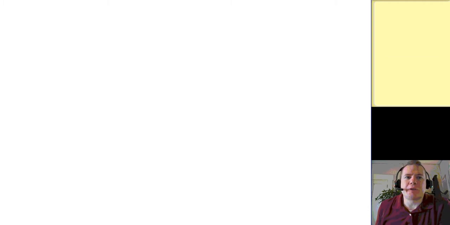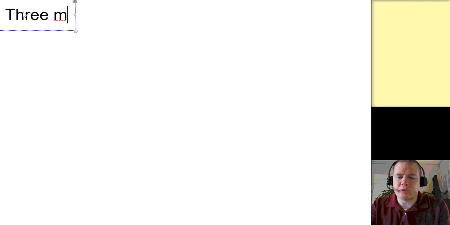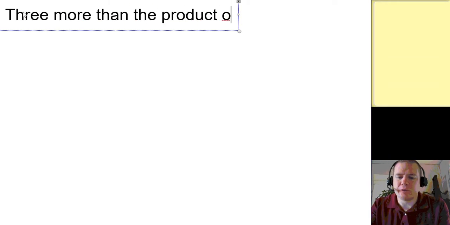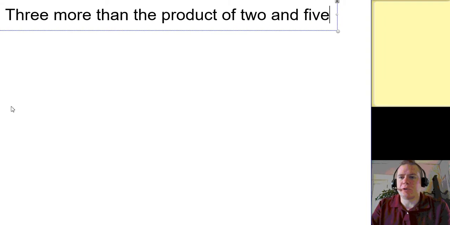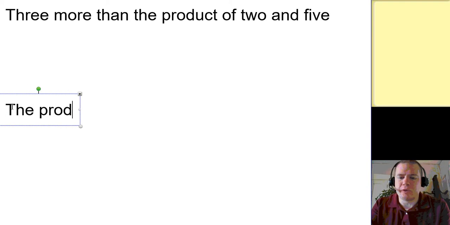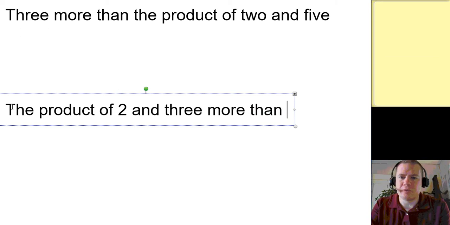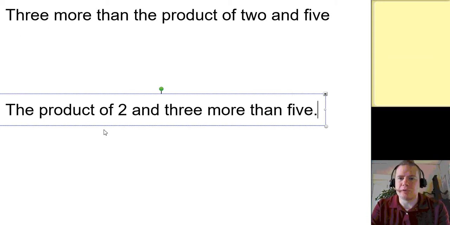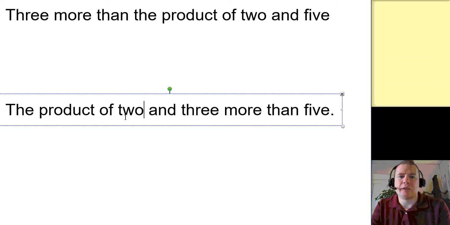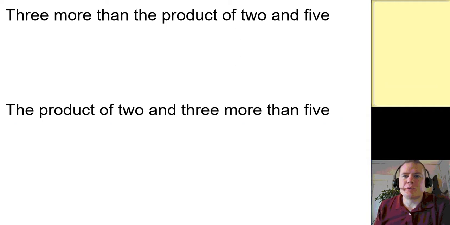We've been talking a lot about expressions in these last couple of videos, so let's continue with that. Something like 3 more than the product of 2 and 5. Let's get another one out here. The product of 2 and 3 more than 5. That should be consistent. I'll write out the numbers. Okay, and that's not a full sentence, so I don't put a period there. So we're looking at these.